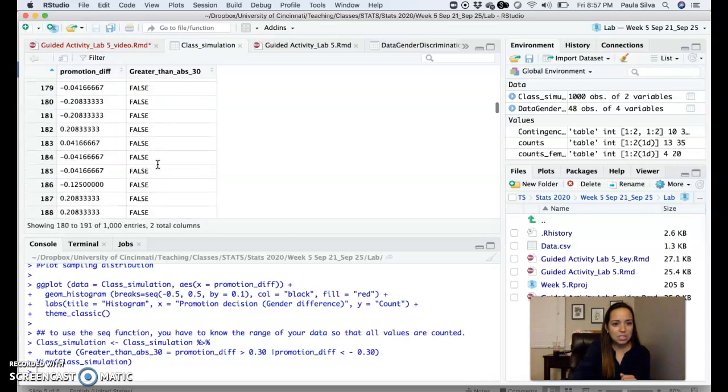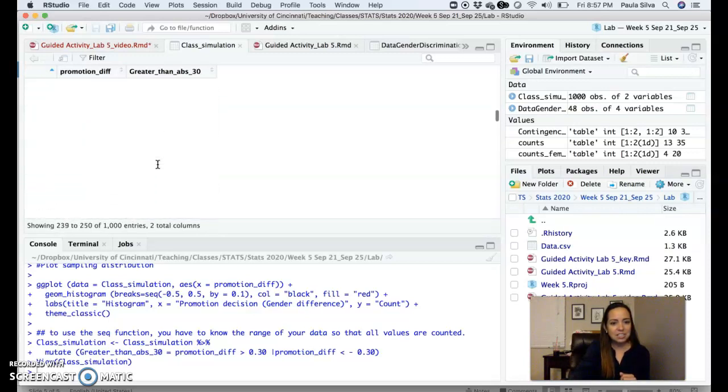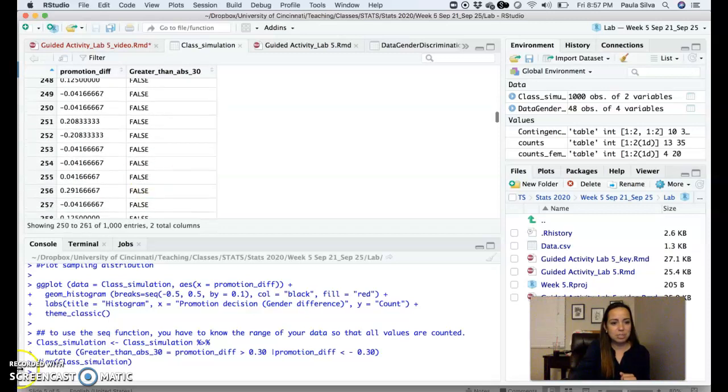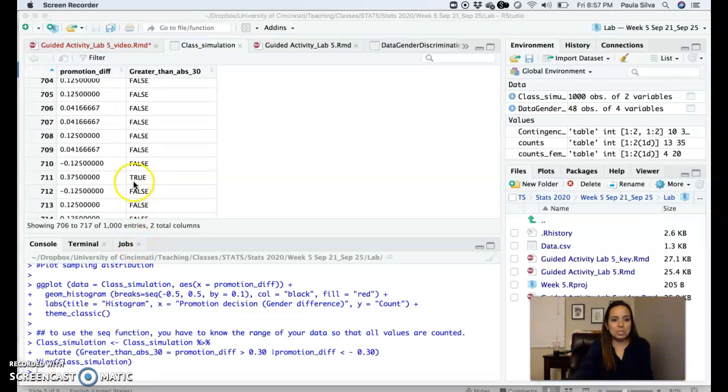Should we waste time with this? I don't know. Let me stop. It took me some time, but I found a true one. Look at that. It's greater than 0.30, so you see a true value right there. So we created this new variable. You should remember, what kind of variable is this? A logical variable, because it can take a value of true or false. You are correct.